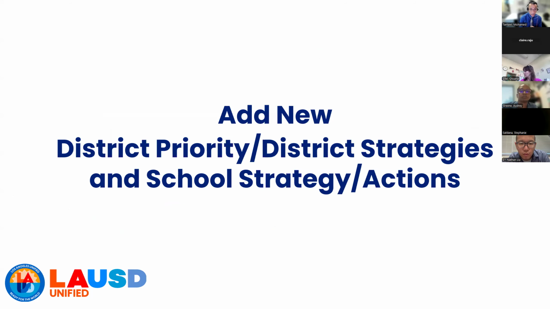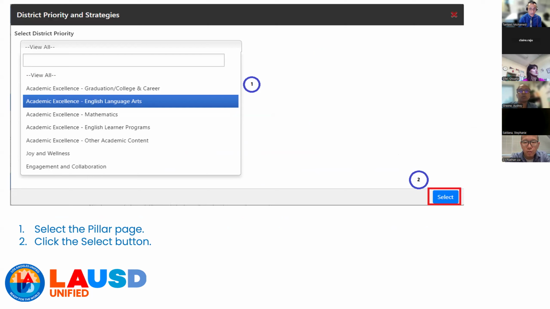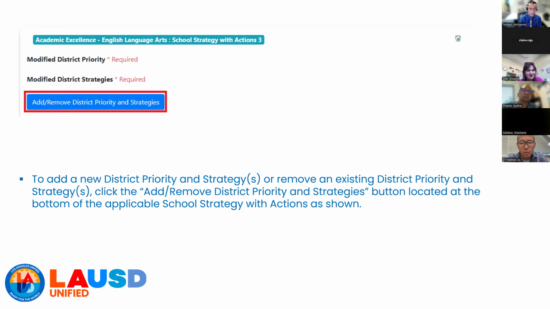Now, in this section, we'll illustrate how to create a new district priority, district strategies, and school strategy and actions. To add a new one, click on the Add District Priority / Strategies and School Strategy Action button. Then select the pillar page and click on the Select button. To add a new district priority and strategy or remove an existing one, click on the Add, Remove District Priority and Strategies button that you see highlighted here on this slide.